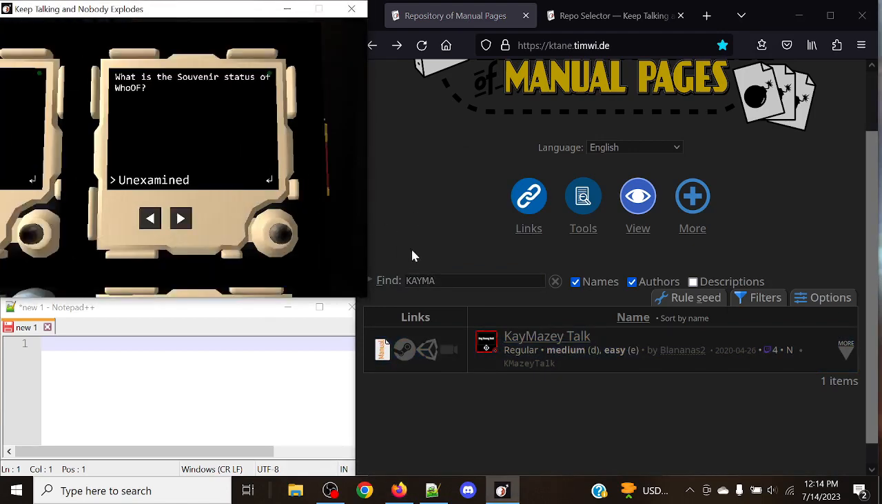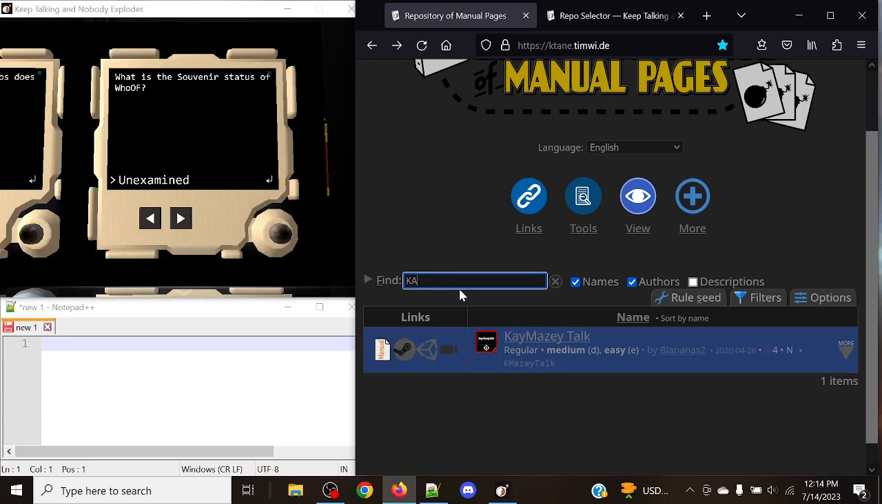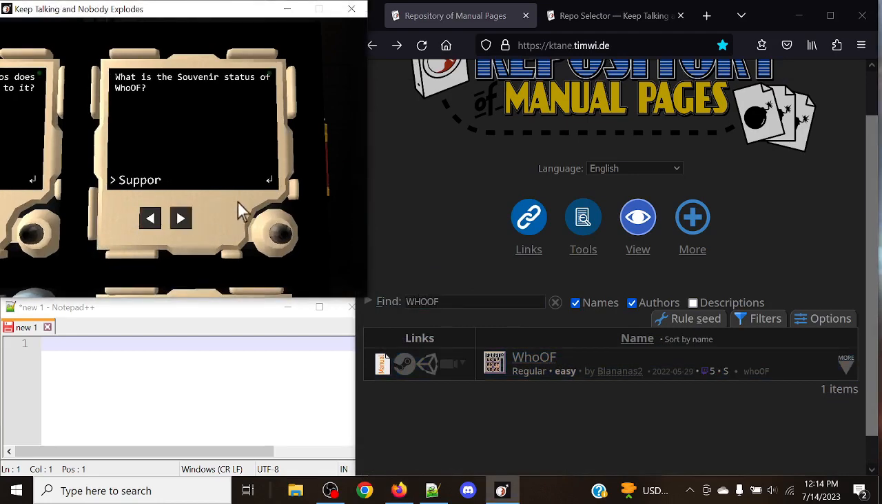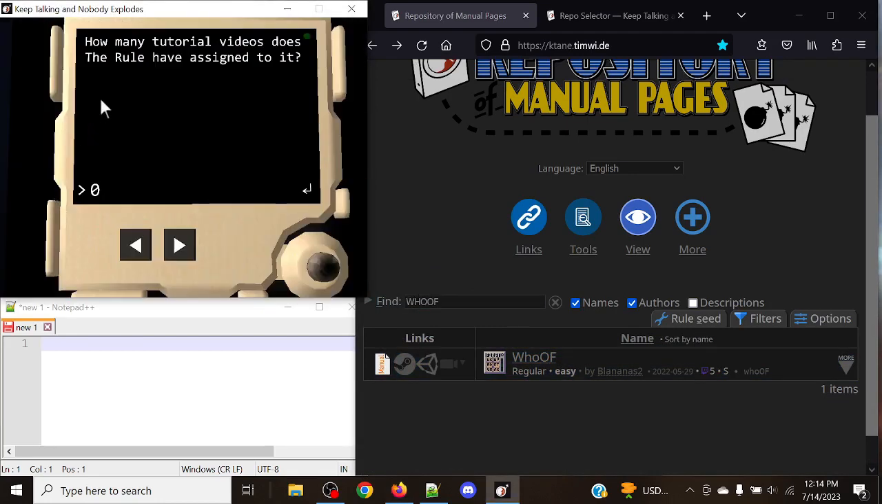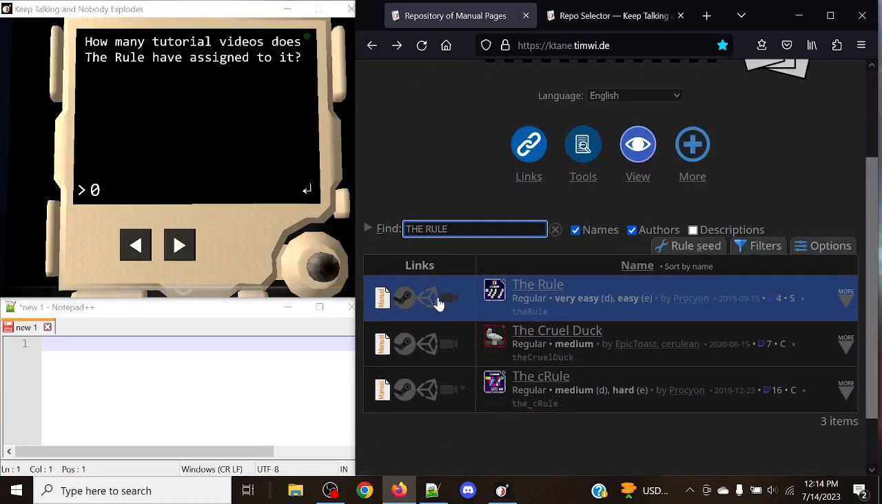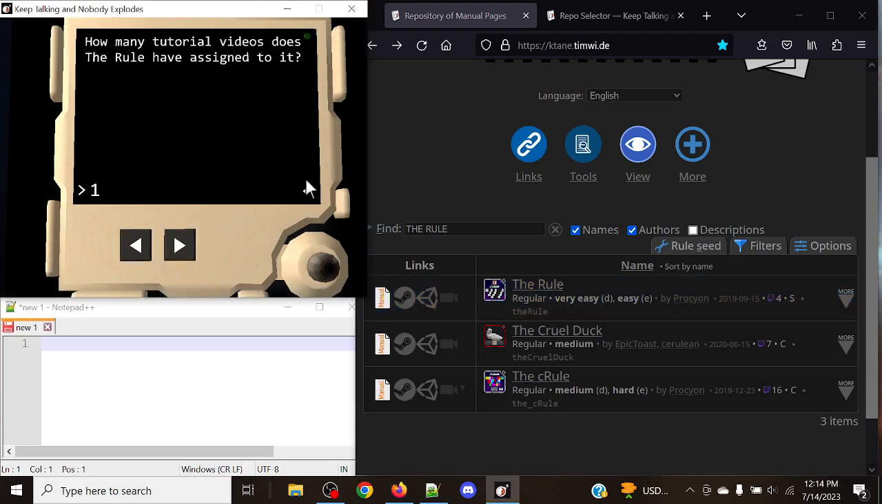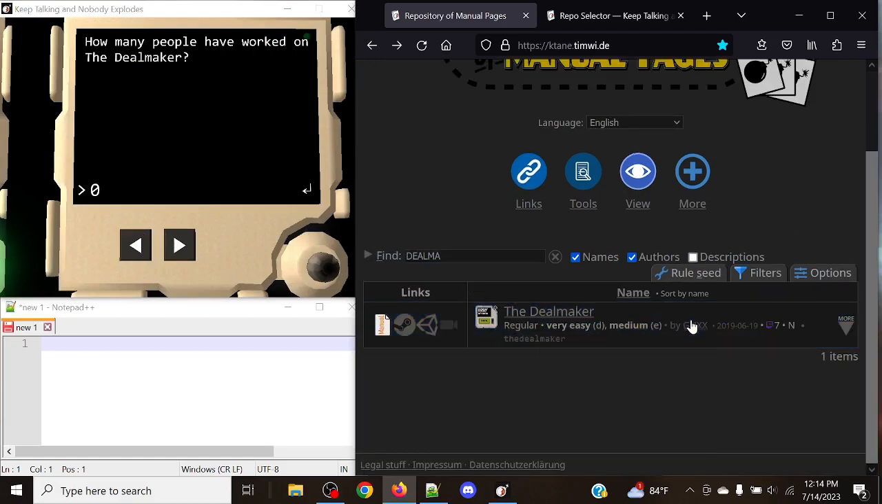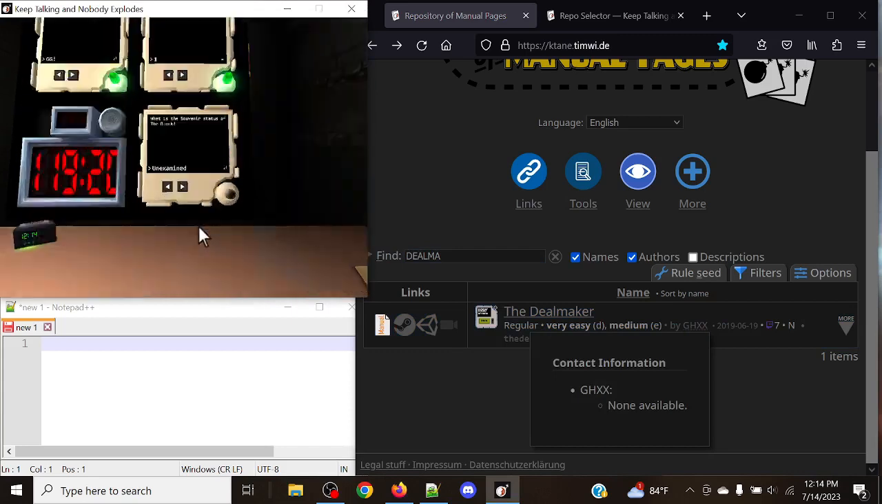What is the souvenir status of WhoOF? Okay. WhoOF. It is indeed supported, so it is a supported module. That's good. How many tutorial videos does the rule have assigned to it? That's perfect. The rule has just the one. So just 1. That's good to go. How many people have worked on the Dealmaker? Let's take a look. GHXX is the only one, so therefore that is a 1.